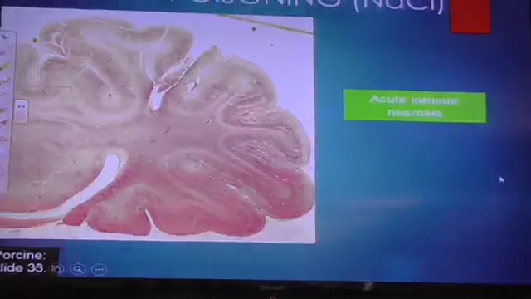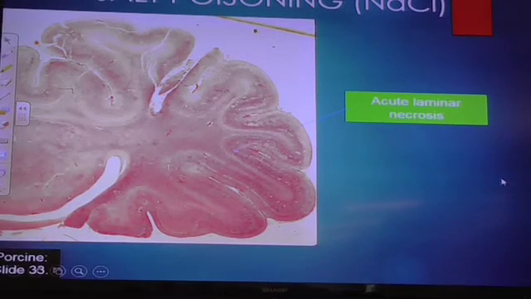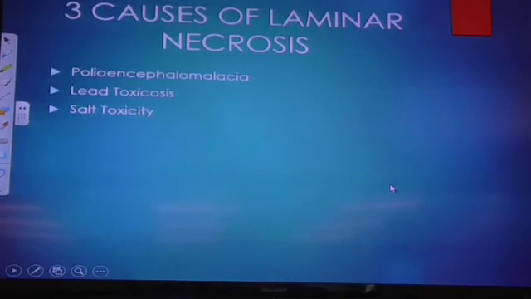So again, if we look at it on H&E, we see the acute laminar necrosis or the gray matter necrosis. So three causes of laminar cortical necrosis or softening of the gray matter are polioencephalomalacia due to thiamine deficiency, lead toxicosis, and salt toxicosis. So those are your top differentials for that.